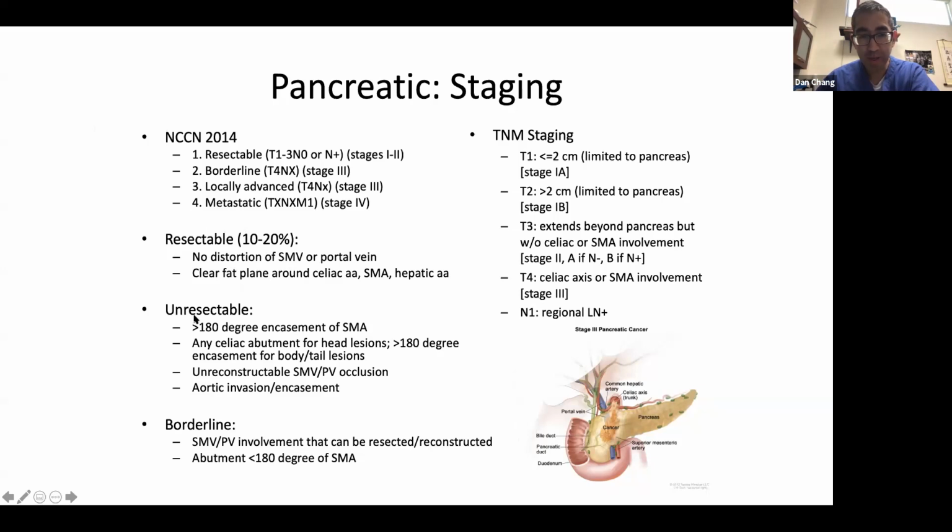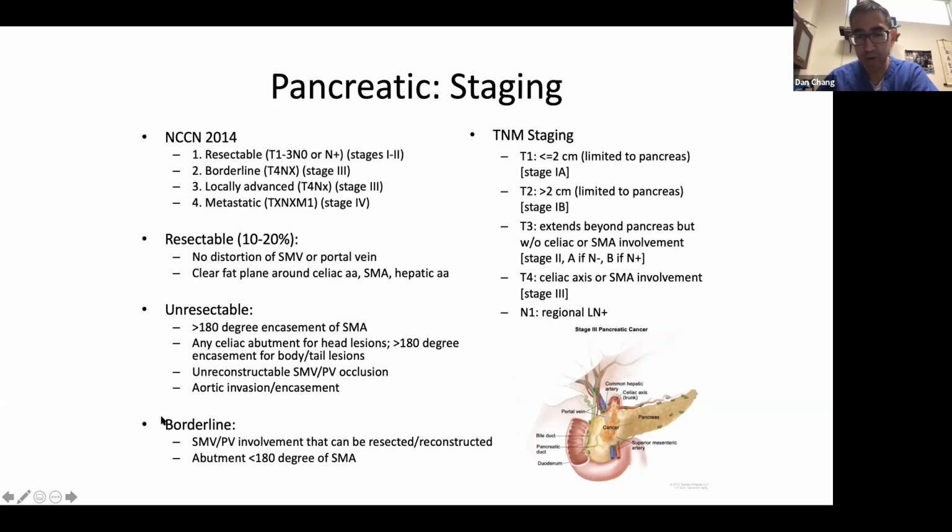Unresectable, of course, we measure on cross-sectional imaging. If there's more than 180-degree encasement or involvement of the blood vessel by the tumor, then that's considered unresectable, meaning no amount of treatment, chemo or radiation, is ever going to get that patient to surgery. And there are some different systems to help define what makes something unresectable.